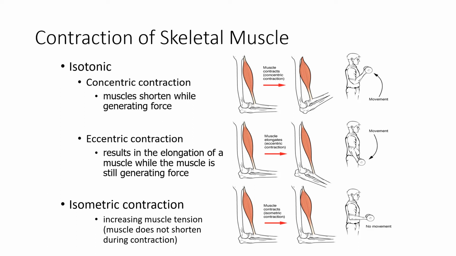Another type of isotonic contraction is an eccentric contraction. This results in an elongation of the muscle while the muscle is still generating force. In effect, resistance is still greater than the force generated. Eccentric contractions can be both voluntary and involuntary. For example, a voluntary eccentric contraction would be the controlled lowering of that heavy weight raised during the concentric contraction.